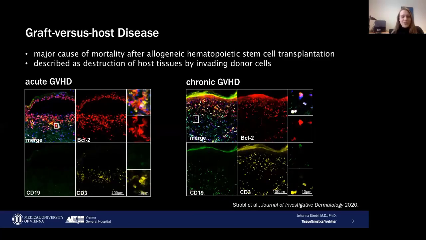So first, a few words about graft-versus-host disease. Graft-versus-host disease is the major cause of mortality after stem cell transplantation, and it's commonly described as the destruction of host tissues by invading donor cells. Acute graft-versus-host disease is mainly characterized by a T cell infiltrate, shown here in the example of the skin, while chronic graft-versus-host disease is a mixed B and T cell infiltrate in tissues.